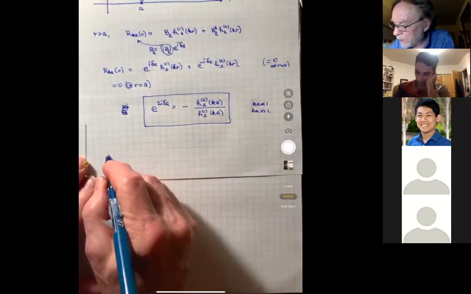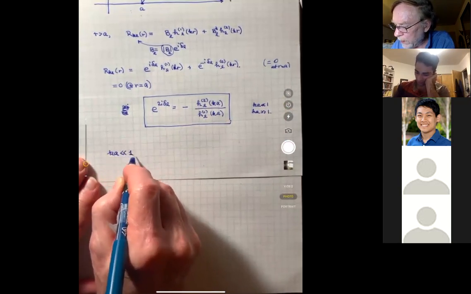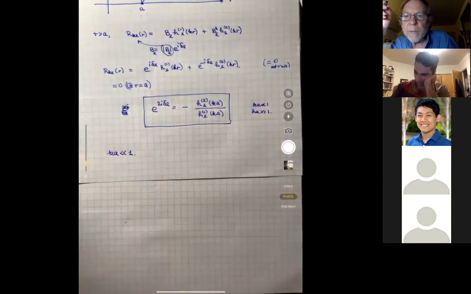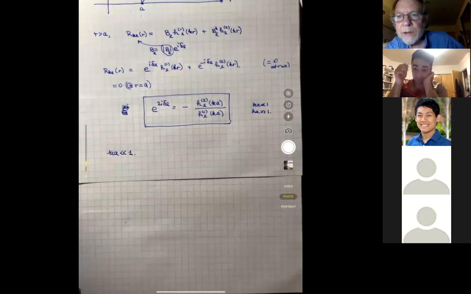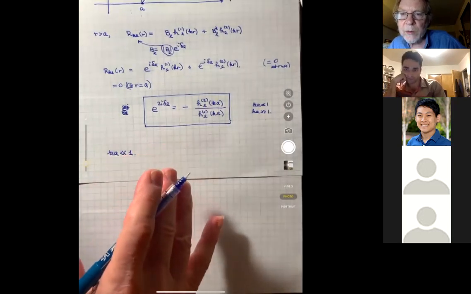To start out, let's take the low energy limit where Ka is much less than 1. By the way, I'll remind you that the Born approximation, which we derived in the previous lecture, is basically a high energy approximation in the scattering problem. But what we're getting in this analysis is access to low energy scattering as well.